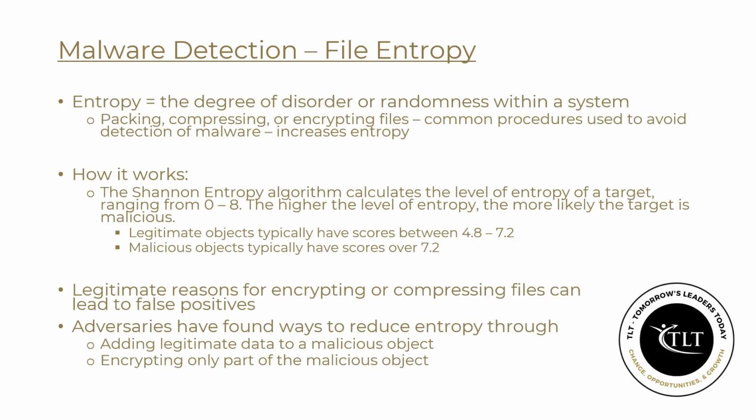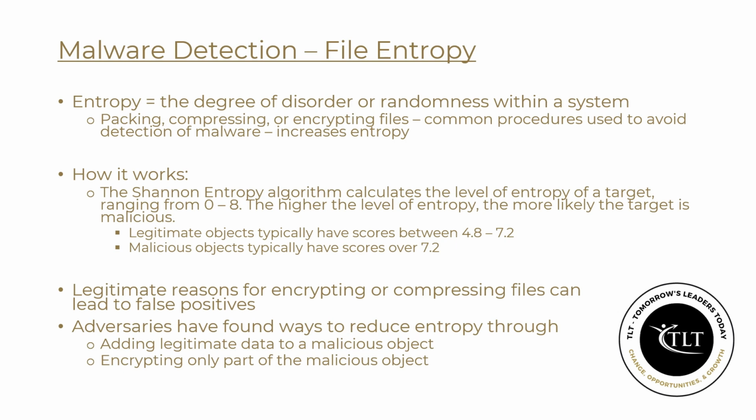The file entropy technique measures the amount of entropy, or randomness, within the target. Processes such as packing, compressing, or encrypting files cause entropy levels to rise. Because these are common operations cybercriminals use to avoid detection by other techniques, measuring file entropy can be used as a good first step when determining if an item is suspicious or not.